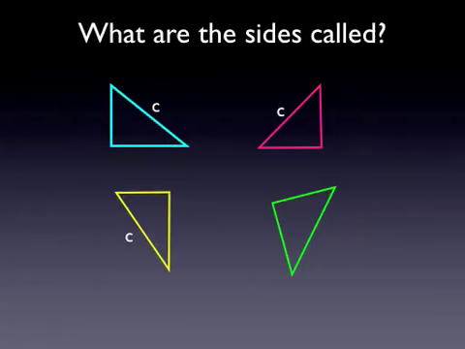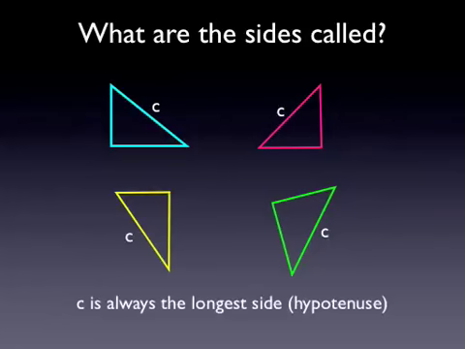And the last one, again, have a think. Where's C going to go? And here it comes. Okay, so C is always the longest side. I wonder how you described it. Some people call it the diagonal. It's actually got a special name, the hypotenuse. But when we're referring to Pythagoras' theorem, we usually refer to it as C.